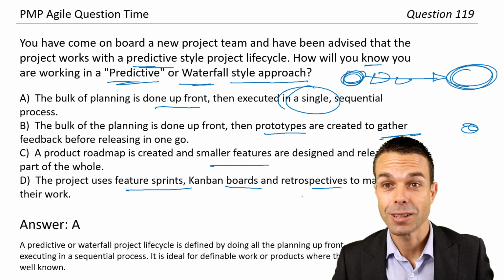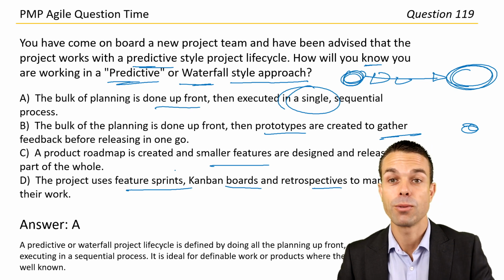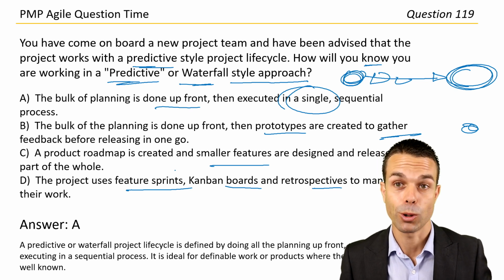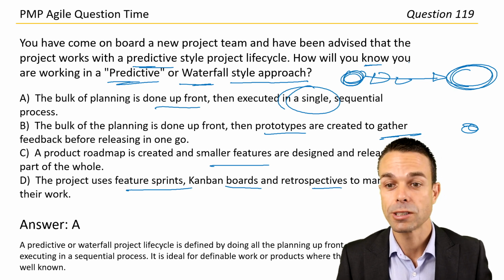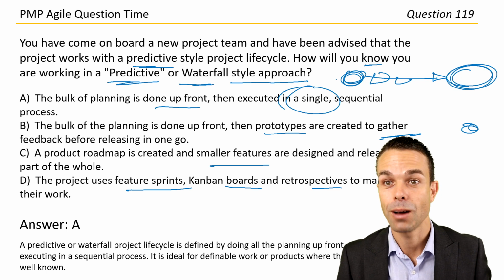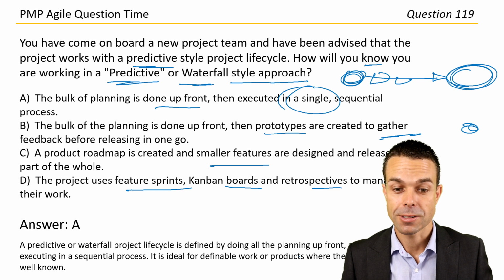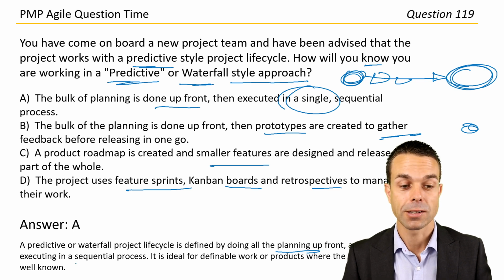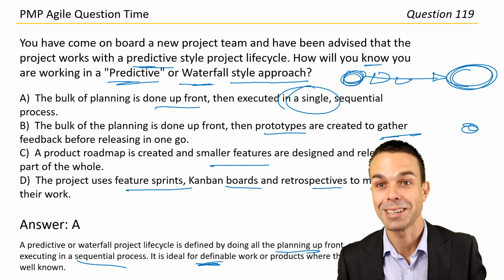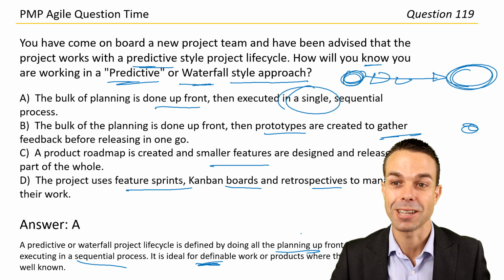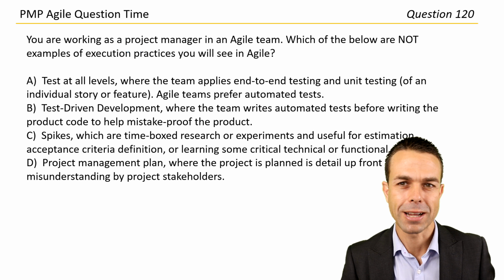And it's important to know this because we need to know what's agile and also what's not agile, and the different methods that we're going to use for each of those approaches, and the different times that we're going to use those approaches as well. When there's low risk and low change, then we can use a predictive method very easily, and that's good to know. So all of the planning is done up front, executing in a sequential process, ideal for definable work and products where the risk is well known, exactly as we were saying. Great stuff. All right, let's go into a little bit of harder questions, I think, here. Maybe more on Agile. Let's see what we've got.